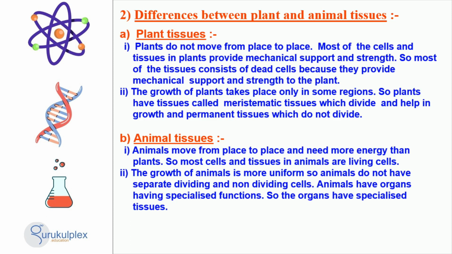On the other hand, animals, which stay mobile and need more energy than plants, have primarily living cells and tissues. Moreover, due to their uniform growth, they do not have distinct dividing and non-dividing cells. Animals instead have distinct organs and special tissues for those organs.